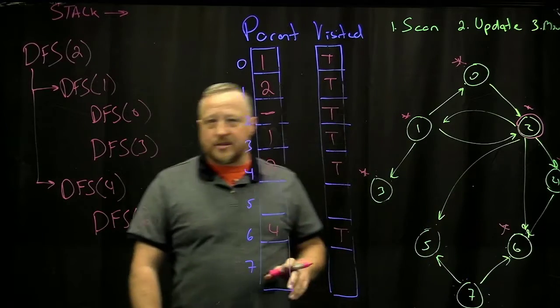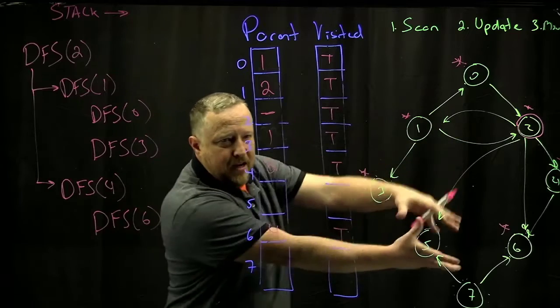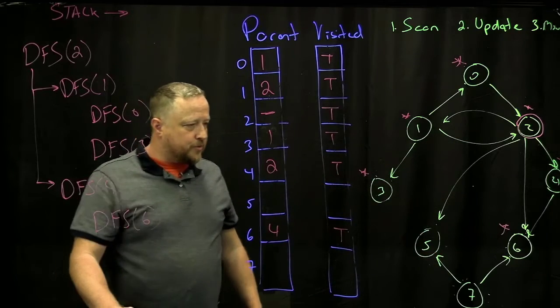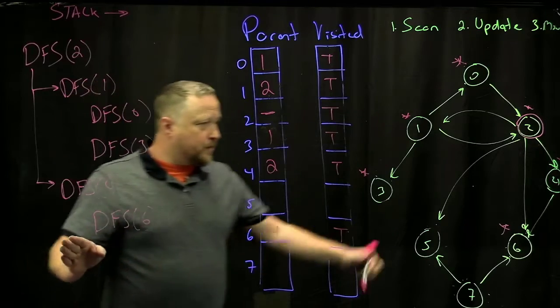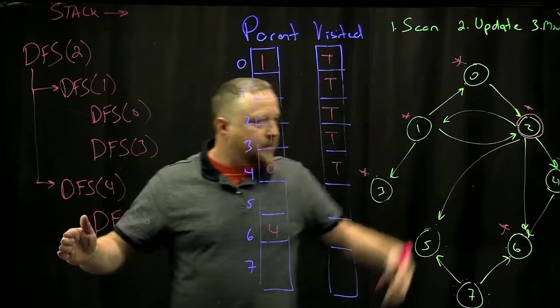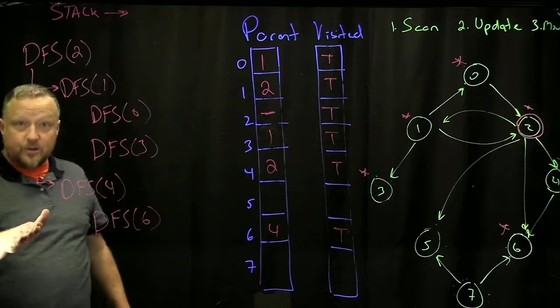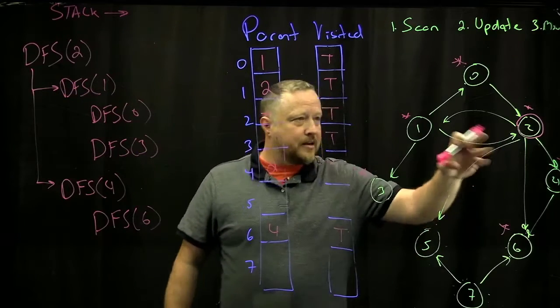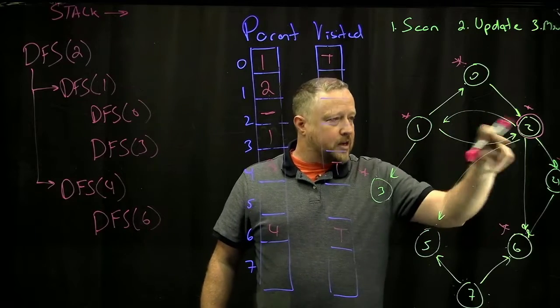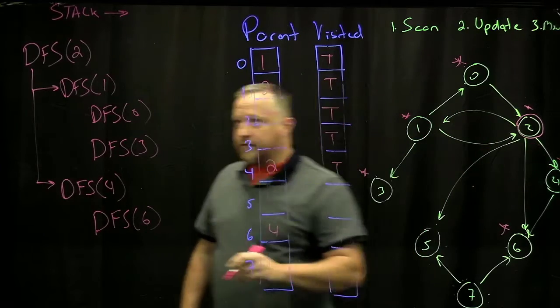I have no options at 6 because everything, notice, comes into 6. So no options from there. So that dies on the vine. I go back to 4, and that dies on the vine because I have no other options to connect it to. So I go all the way back to 2 again. So at 2, I've done its connection to 1. I've done its connection to 4, and now I can go to 5.